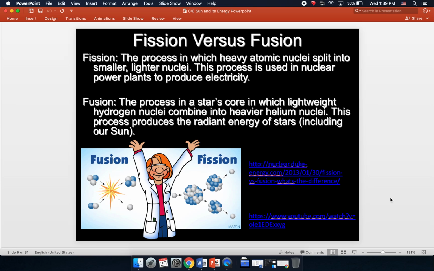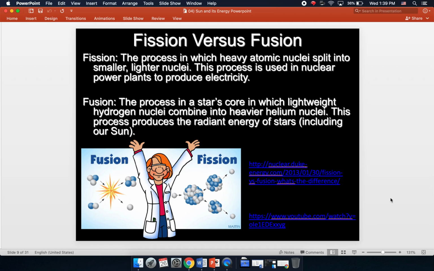On the other hand, the word fusion, we more readily know what that means. To fuse two things means to join them together. So with fusion, you're taking smaller atoms and combining them into a heavier, larger atom, and it releases energy. This is the process that the sun uses to produce its energy. You have hydrogen atoms in the sun, and they fuse together to form helium atoms, and it produces that radiant energy.